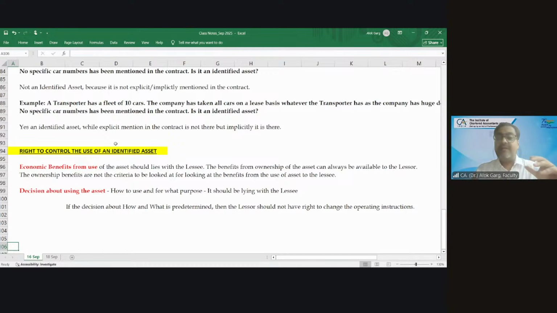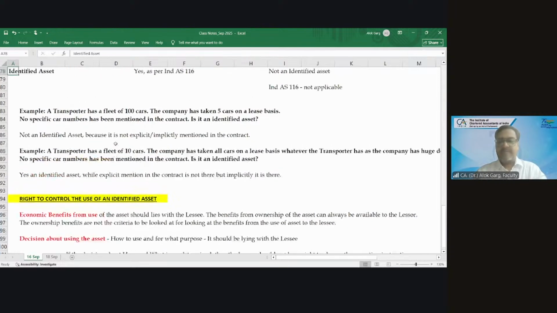If the decision about how and for what purpose is predetermined, then the lessor should not have a right to change the operating instructions. If it is predetermined and still the lessor has the right to change the operating instructions in future, then you cannot say that the right to direct the use belongs to the lessee. Is that clear?